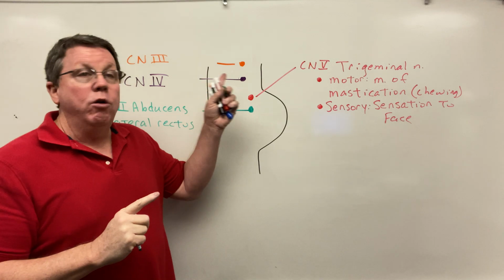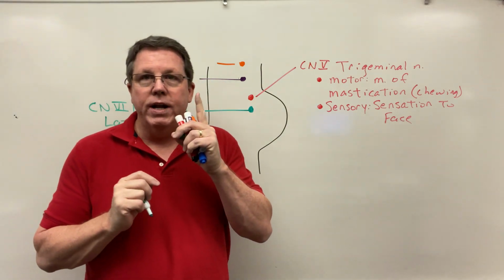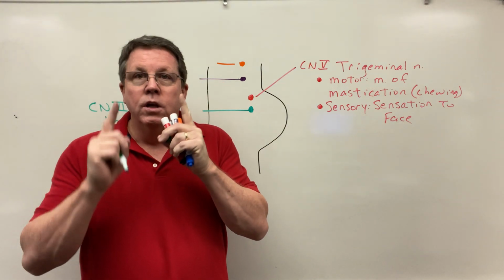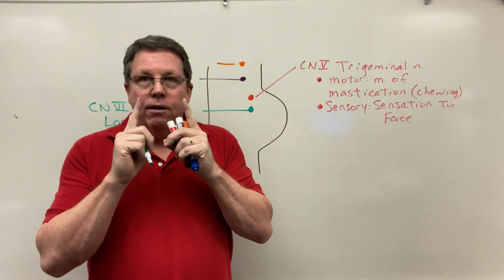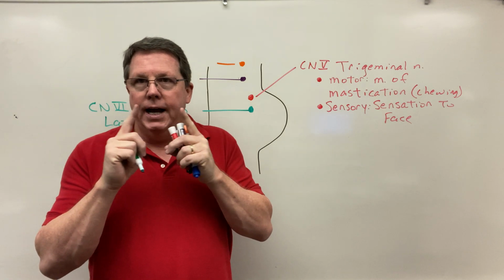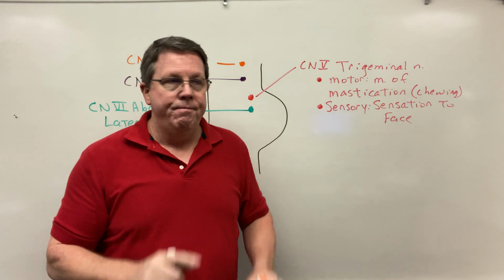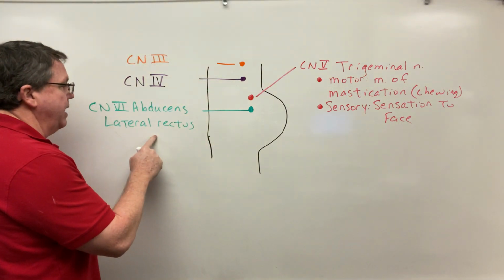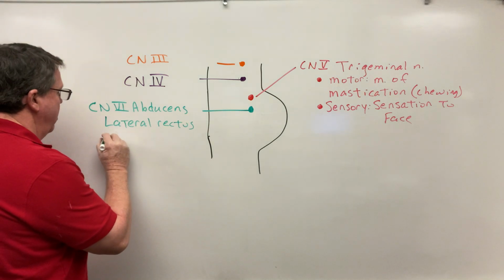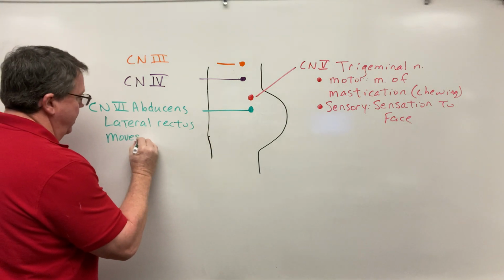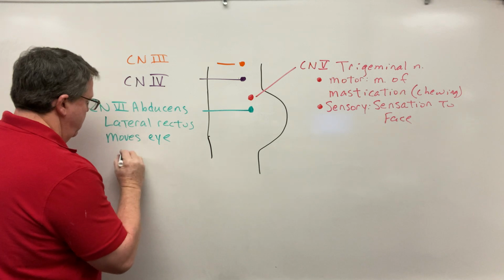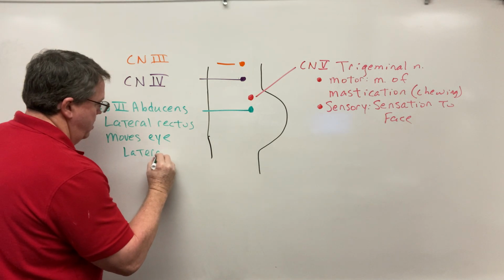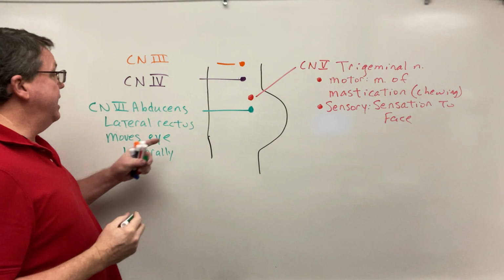So if you remember in the third cranial nerve, we said that the medial rectus moves my eye toward my nose. So my medial rectus and my lateral rectus work together to move my eye to the side, right? Or if I want to look to the side. So that's going to be the lateral rectus. That's what's going to control. It moves the eye laterally. Okay, so that's cranial nerve 6.